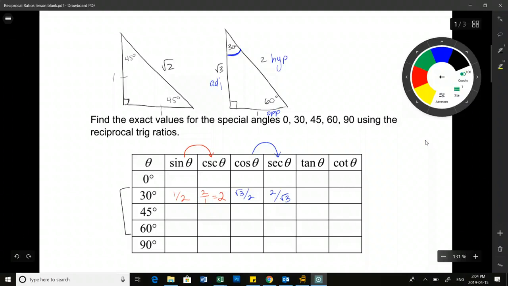And then for tangent, opposite over adjacent is 1 over root 3. And then cotangent will be the flip of that, which actually just reduces to root 3. Okay, and that's because cotangent is the reciprocal of tan.